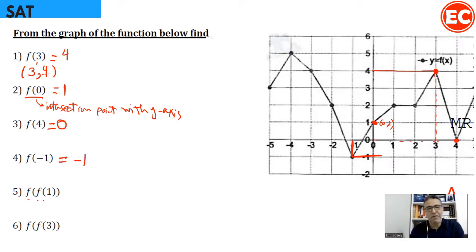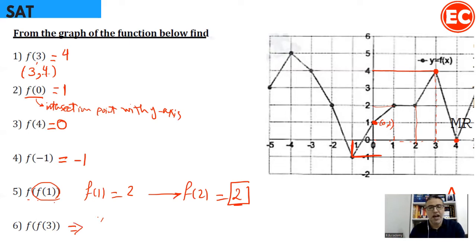But what about f of f of 1? First, I need to figure out the value of f of 1. F of 1 is equal to 2. Then I go and find f of 2. F of 2 is also equal to 2. So f of f of 1 is equal to 2. But what about f of f of 3? First, I figure out the value of f of 3. F of 3 is equal to 4. So I go and figure out f of 4, which is equal to 0. All of these answers I figured out from the graph of the function.